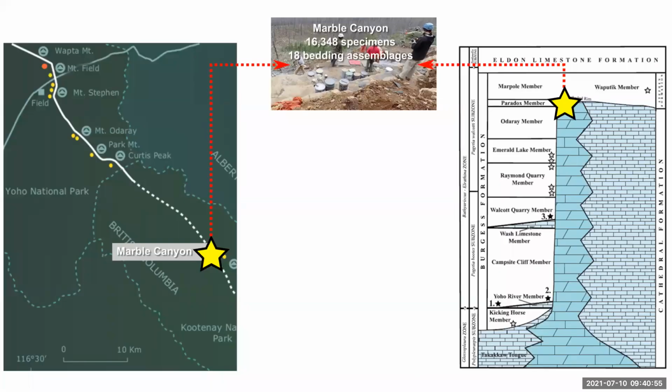And so on the right here, we've got a look at the Stephen Formation and how all the Burgess Shale sites stack up there stratigraphically. And on the left, we have just a conventional topographic map. And so the kind of data that we're dealing with now is about 16,000 specimens from Marble Canyon, which we think is one of the uppermost localities within the Burgess Shale, possibly the highest or the youngest discovered site based on its proximity to the overlying Eldon Formation.